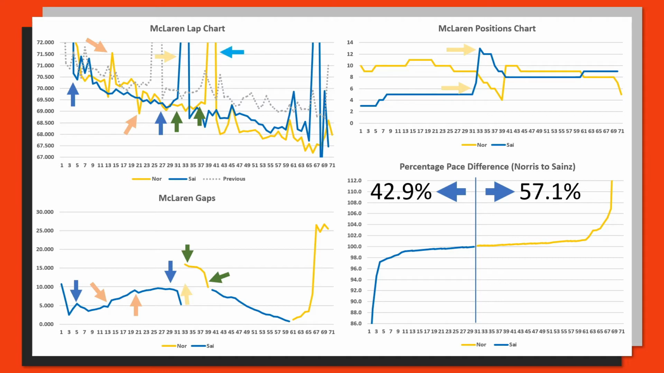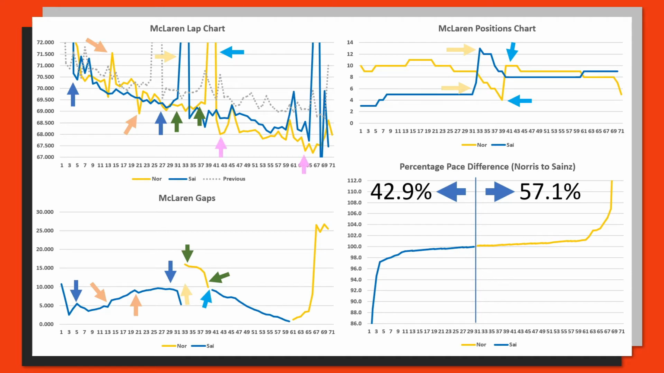Norris then came into the pits just a couple of laps later in this light blue line here, which is then shown between these two sections here. He didn't lose anywhere near as many places, but he still lost a position to Carlos Sainz, which is also shown by this little void here and the gap changing once again.